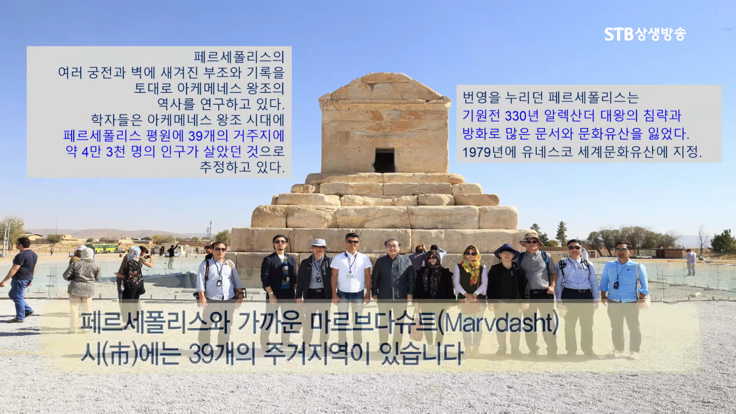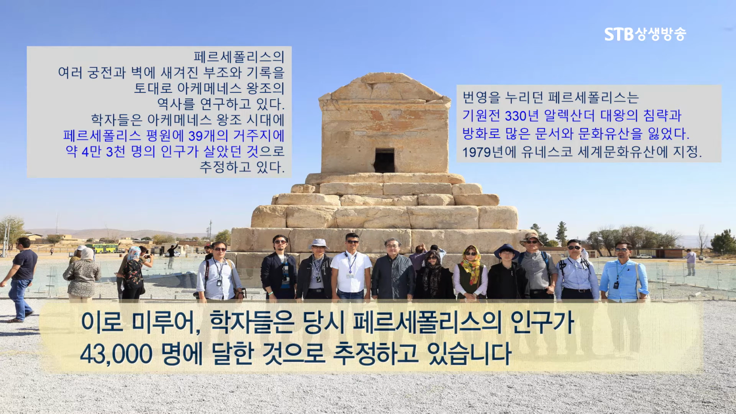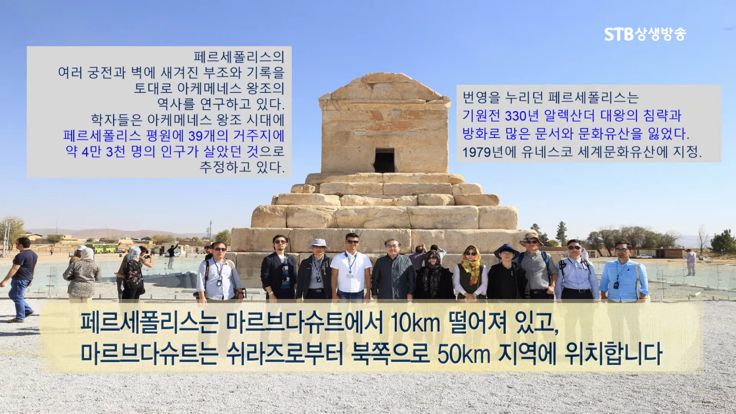The land of Marvdasht, which is one of the cities very close to Persepolis, included 39 districts. The archaeologists believe that the population at that time was something like 43,000 people living in the Persepolis or Marvdasht district. Persepolis is about 10 kilometers from Marvdasht, and Marvdasht is about 50 kilometers northeast of Shiraz, which is one of the Iranian cities.